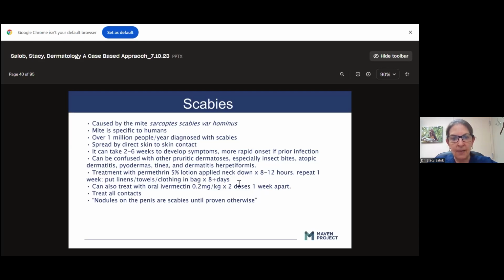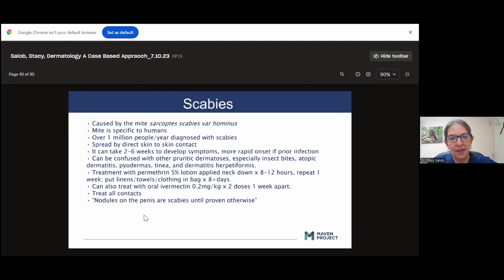The treatments we talked about: the permethrin lotion applied from the neck down, making sure that they are really careful about it, repeating in 1 week. The other option is the oral ivermectin. I have the dose here, 0.2 milligrams per kilogram. It comes in 3 milligram pills times 2 doses, 1 week apart. Treat all contacts.